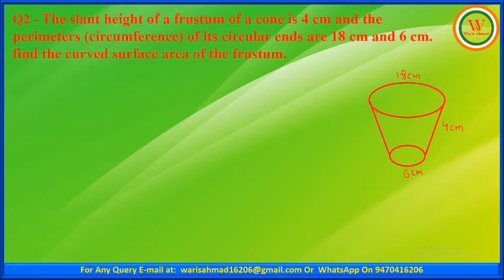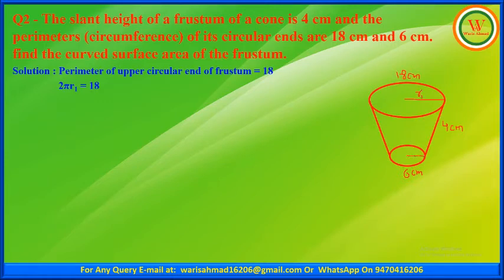Here we have to find the curved surface area of this frustum. So let us see the solution of this question. First of all, we can write the perimeter of the upper circular end of the frustum is equal to 18 centimeter. As we know, the perimeter or circumference of a circular figure is equal to 2 pi r. So here we can write 2 pi r1 equals 18. Here suppose the radius of the upper end I have taken r1 and the radius of the lower end I have taken r2. After that we will find the value of r1, that will be equal to 9 upon pi. This is the value of r1.